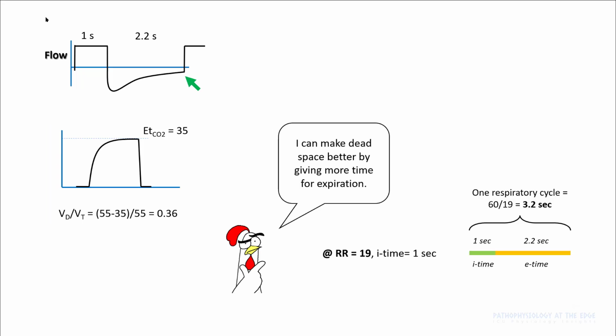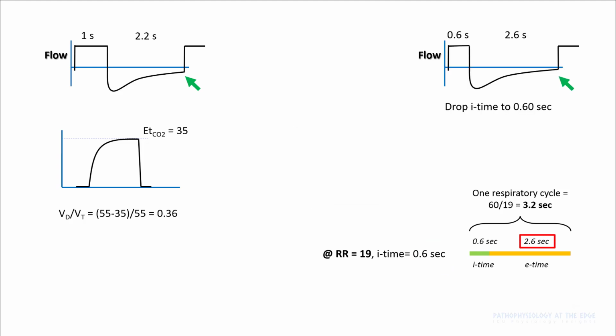One of the things that you can do to make the dead space better is by giving more time for expiration. So you look at the respiratory cycle and you find out that it's 3.2 seconds now, and you're only giving 2.2 seconds for expiration. If you drop your I time to 0.6 seconds, you can increase the E time to 2.6 seconds, and you can see your flow time scalar has improved.